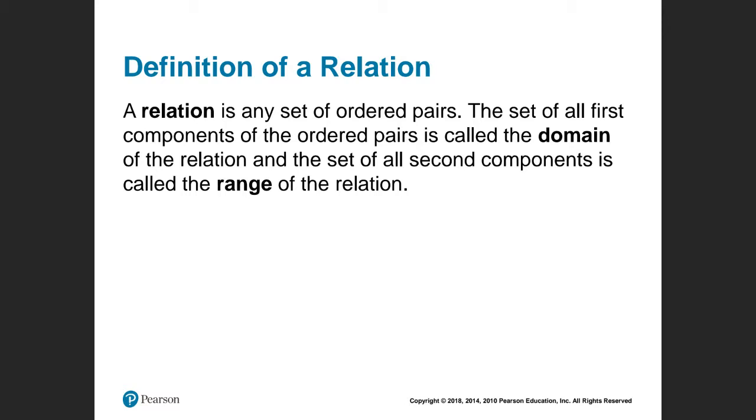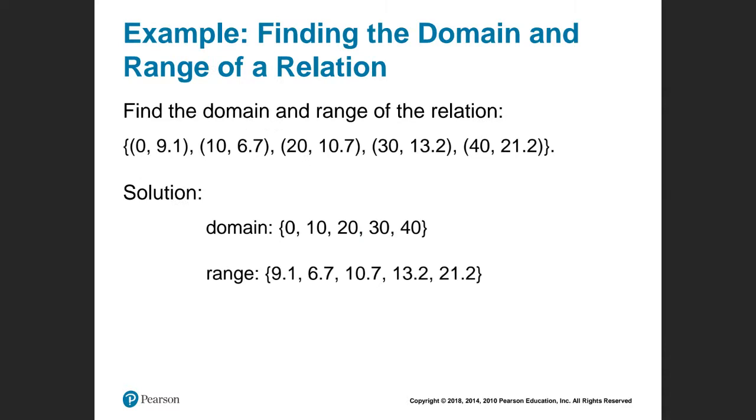Usually we call the domain X and the range Y. So it's like the ordered pair: domain is X, range is Y. So this is easy. Okay, so now go to the second one. Find the domain and the range of the relation.